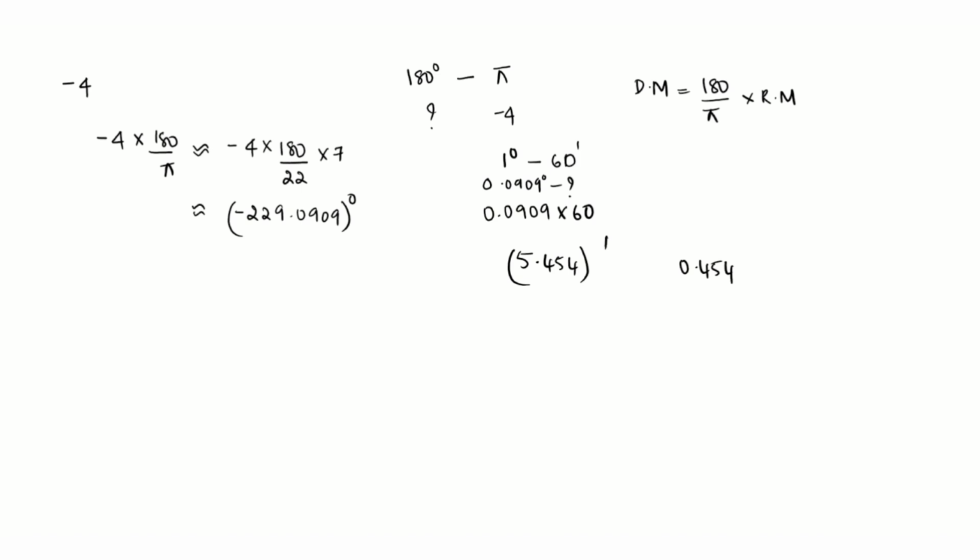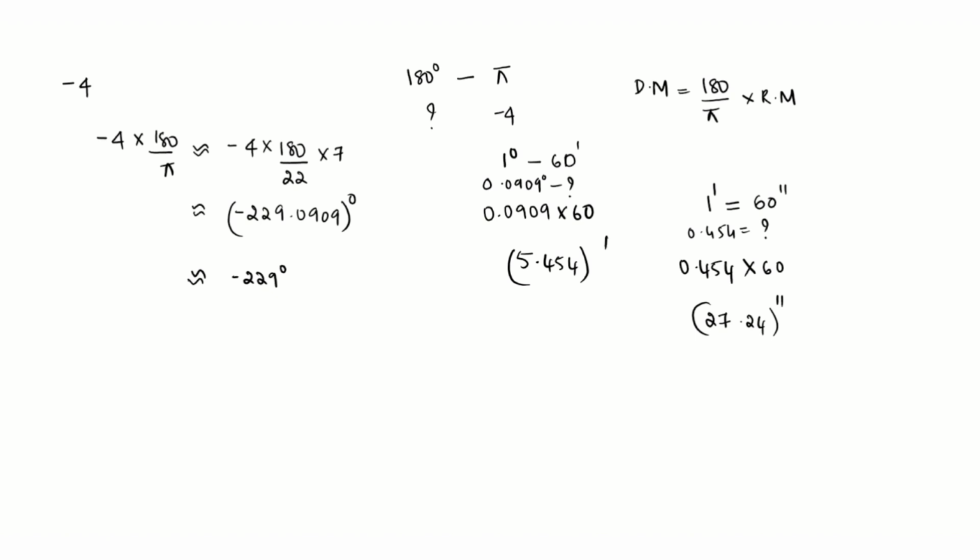Now again, to convert 0.454 into seconds, we use the relationship 1 minute is equal to 60 seconds. 0.454 is equal to how many seconds? We simply multiply 0.454 into 60, that will convert the minutes into seconds, and we get the answer to be 27.24 seconds. So now our final answer will be approximately equal to minus 229 degrees.